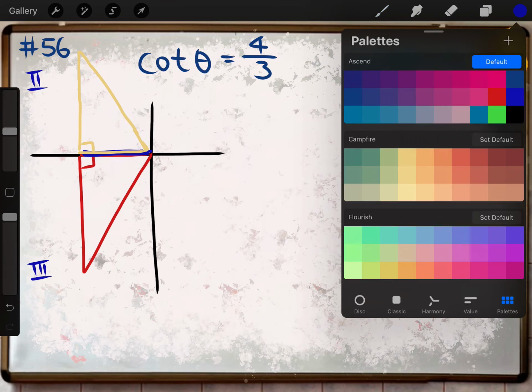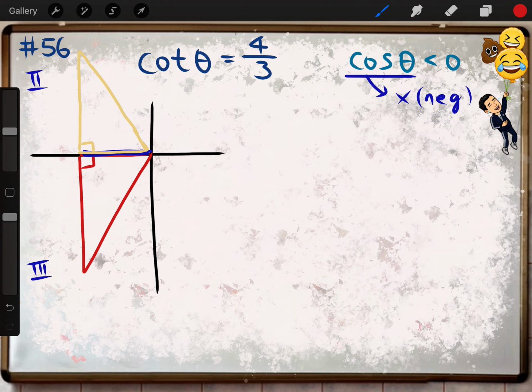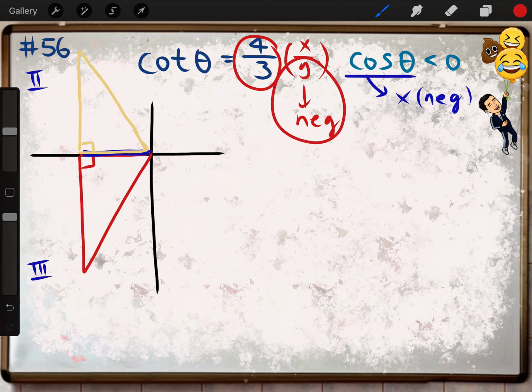Now the information they gave you is that cotangent is 4 over 3. So cotangent is x over y, right? So if x has to be a negative value, then y has to be a negative value as well. That's how you're going to get a positive 4 over 3. Okay, so let's go ahead and label all the sides. If y is a negative value, this cannot be your correct triangle. You're not going to have your triangle in quadrant 2.